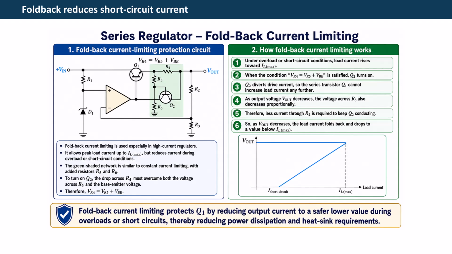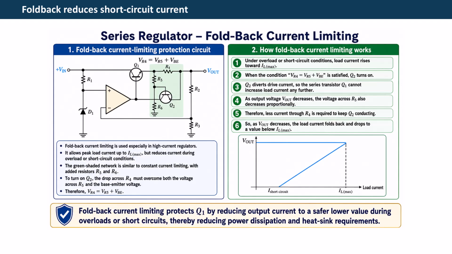VR4 equals VR5 plus VBE. Under overload or short circuit conditions, load current rises toward IL maximum. When the condition VR4 equals VR5 plus VBE is satisfied, Q2 turns on. Q2 diverts drive current, so the series transistor Q1 cannot increase load current any further.